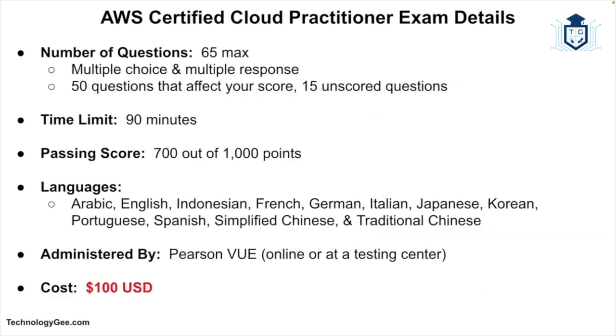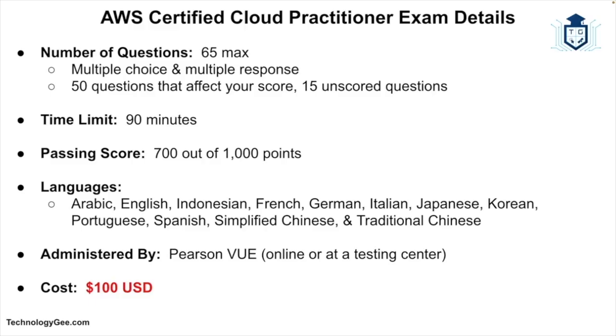Now, when it comes to questions, there are 2 types of questions on the exam. First, you have multiple choice, where you have 1 correct response and 3 incorrect responses, also known as distractors. And then you have multiple response, where you have 2 or more correct responses out of 5 or more response options. Also, unanswered questions are scored as incorrect, so there is no penalty for guessing.